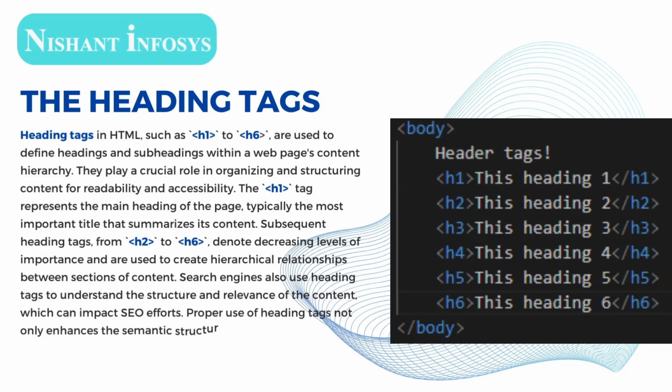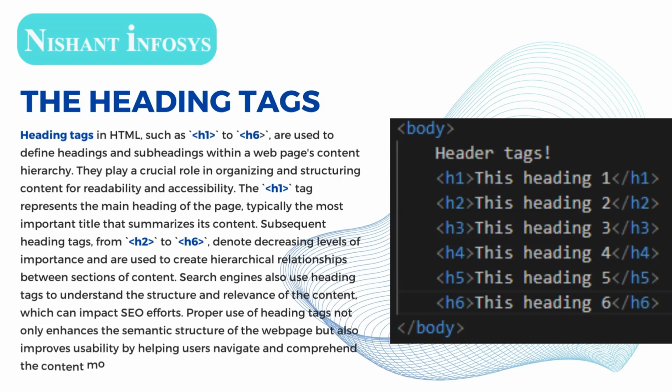sections of content. Search engines also use heading tags to understand the structure and relevance of the content, which can impact SEO efforts. Proper use of heading tags not only enhances the semantic structure of the web page but also improves usability by helping users navigate and comprehend the content more effectively.